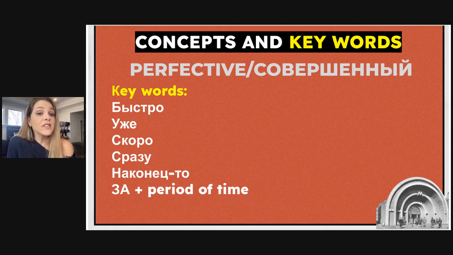And keywords, not always, but often these keywords will go with perfective. So быстро. Я быстро прочитал статью и пошел на работу, for example. Уже, you already did something, and so, yeah, I already did that. I don't need to do it again, for example. Скоро, this will come in handy when you express the future. Да? So if somebody asks you, did you do it? And like, no, I'll do it soon. Я скоро сделаю. Хорошо, я скоро. I'm going to do that soon.